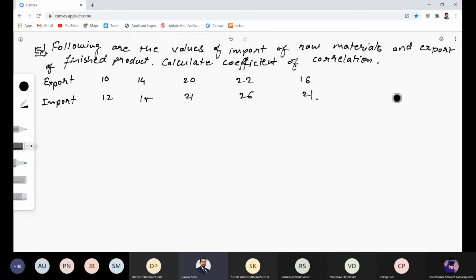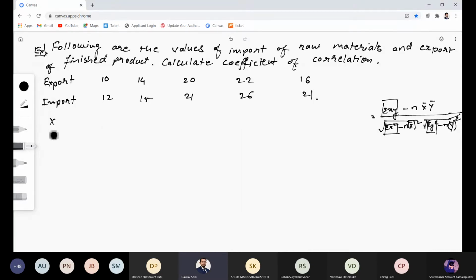So let's write down the formula first of all. The formula for the coefficient of correlation is summation xy minus n times x bar y bar upon under root summation x square minus n times x bar square, under root summation y square minus n times y bar square. So how many summations do I need? Summation xy, summation x square, summation y square. So we'll make those columns.